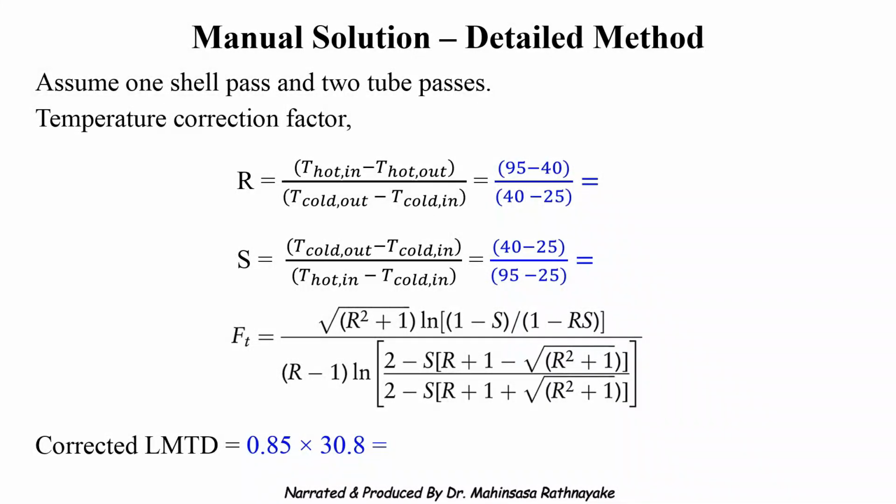In the manual detailed design method, we need to first find out the temperature correction factor for LMTD. In order to find out the temperature correction factor, first we need to estimate the two correlations, capital R and capital S. Using the given equations, we can calculate these correlations as capital R is equal to 3.67 and capital S is equal to 0.21. Using these values of correlations, we can find out the temperature correction factor is equal to 0.85. Therefore, we can find out the corrected logarithmic mean temperature difference is equal to 26.18.